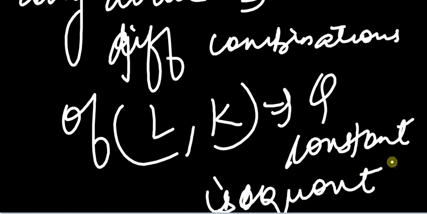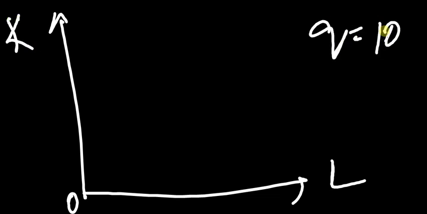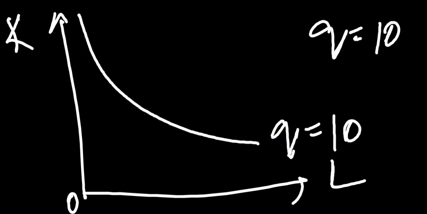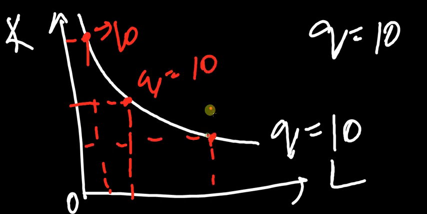So for example, I have labor here and I have capital here, and I say I want to produce 10 units of output. So I produce an isoquant. This combination of labor and capital will also produce 10 units of output. This combination will also produce 10 units of output, and this combination will also produce 10 units of output. So different combinations of labor and capital such that you produce a given level of output is called an isoquant.